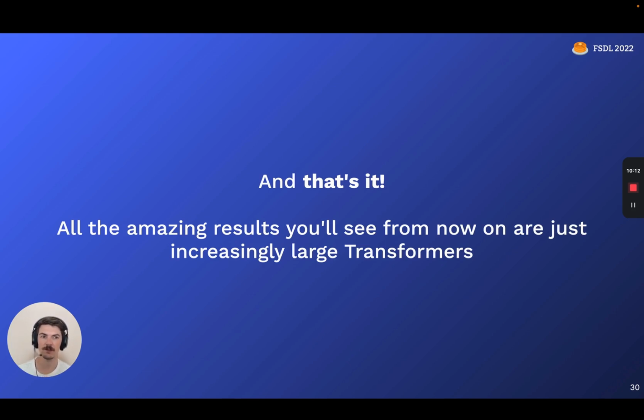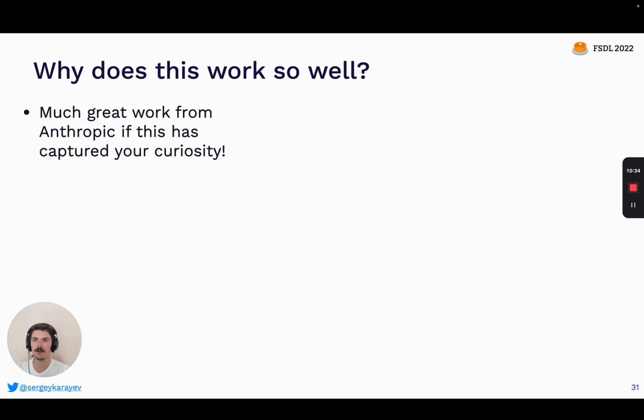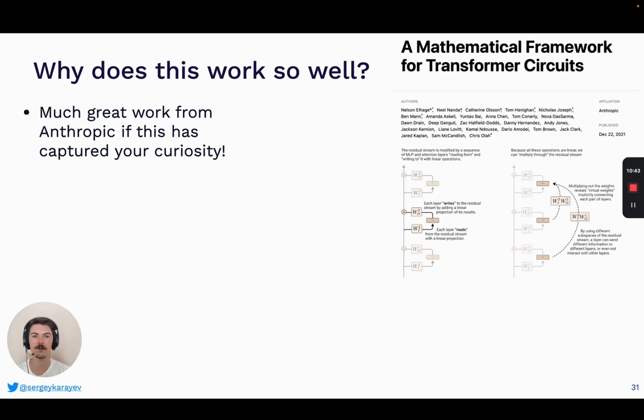So all the amazing results that we're going to see from now on are just increasingly large transformer models. Dozens of layers, dozens of heads within each layer, large embedding dimensions like 10,000 and so on. But the fundamentals are the same. It's just transformer model. So why does this work so well? There's a company called Anthropic, which has been publishing a lot of good stuff. So if the question of why it works so well has captured your curiosity, I highly recommend checking it out.